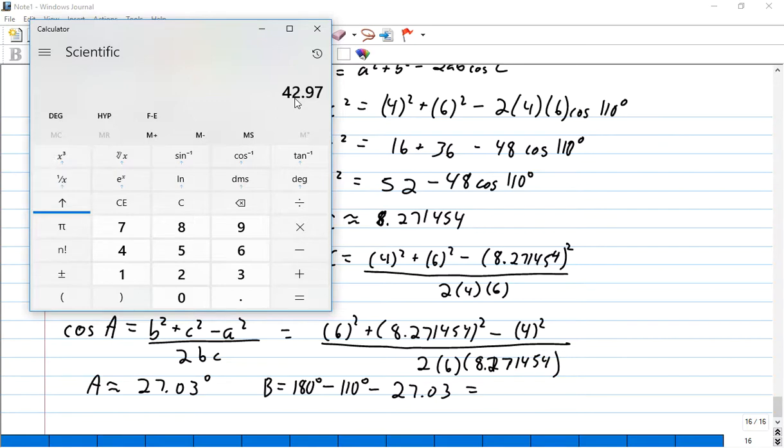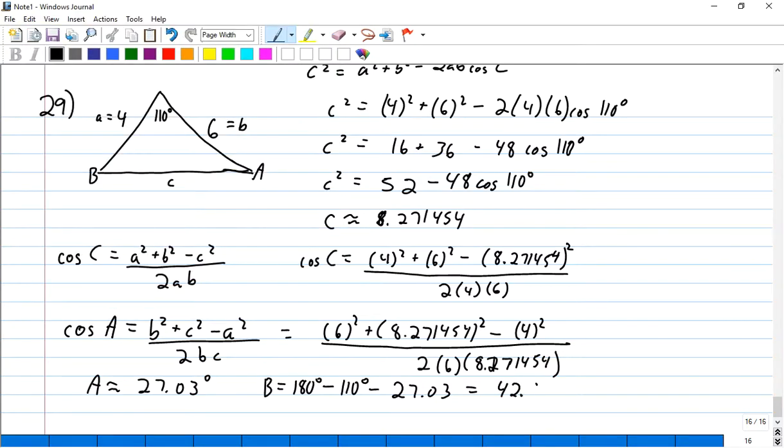That's so close. But technically we have here that B is equal to 42.97 degrees. And again, you may see that written as 43 degrees. You may see this written as 27 degrees. It's just really, really close.